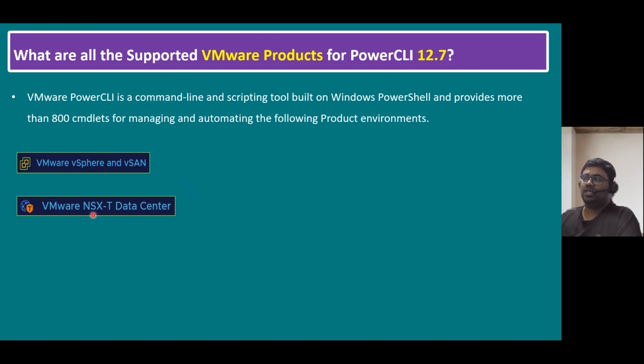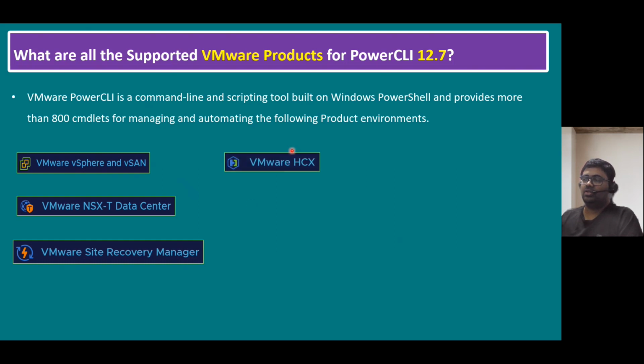But what VMware is saying with this latest version is that it is not only specifically for vSphere, vSAN, and NSX, it will also support other VMware products. That includes Site Recovery Manager, mainly for disaster recovery purposes, and we can also use it for HCX, another product. Even HCX is supported for PowerCLI commands.